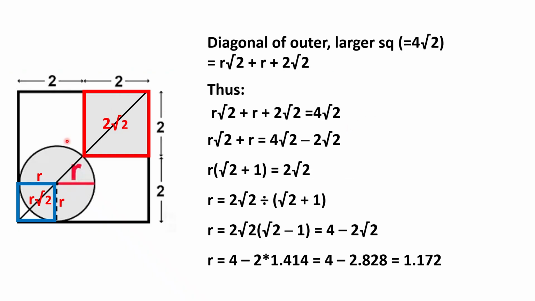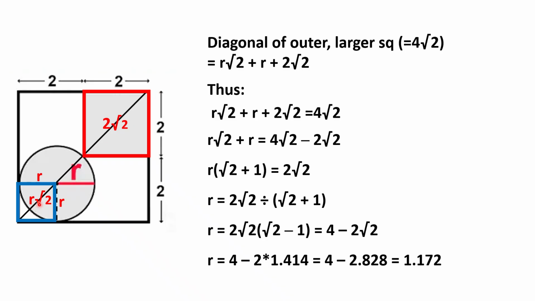So the diagonal of the full outer square will be 4 root 2. And this 4 root 2 is made up of 3 segments. One is the diagonal of the blue square, which is r root 2. Second is the radius of the circle, r. And third is the diagonal of the red square, 2 root 2.